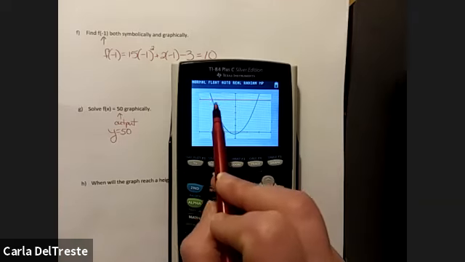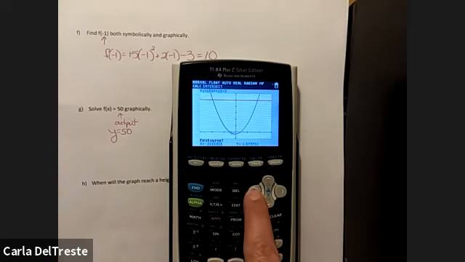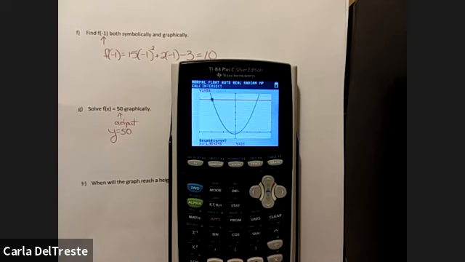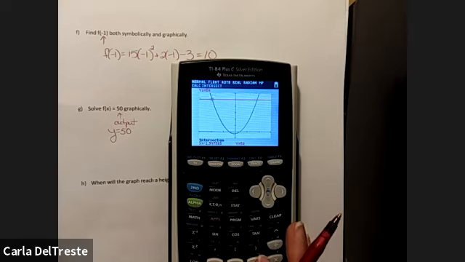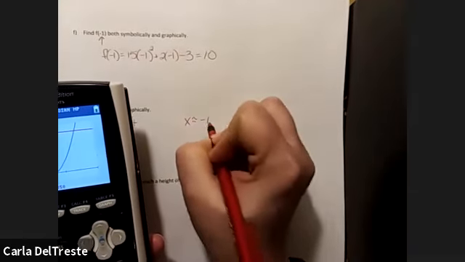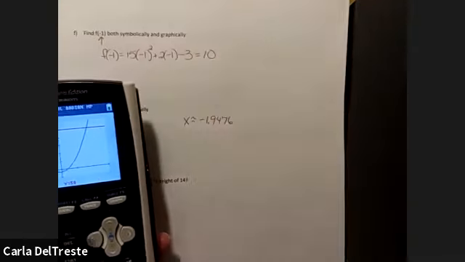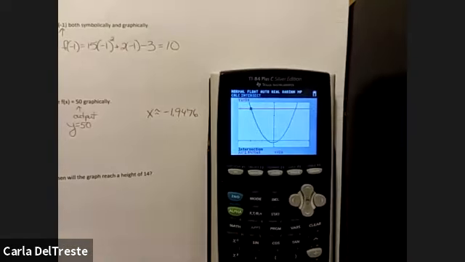Now I want to find these two intersection points. So that's the same process as before. Second trace, number 5. Follow the prompts. Keep hitting enter. I get x equals negative 1.9476. So x is approximately negative 1.9476.